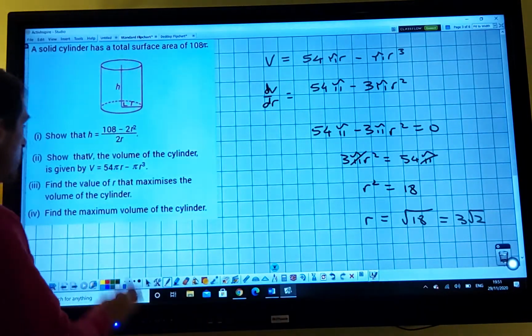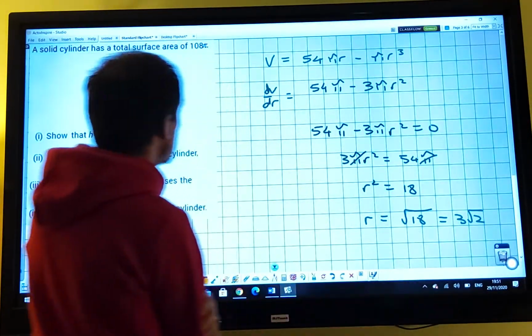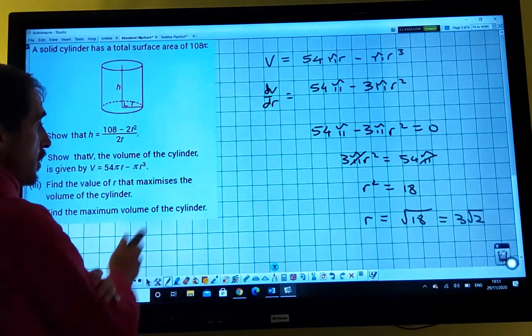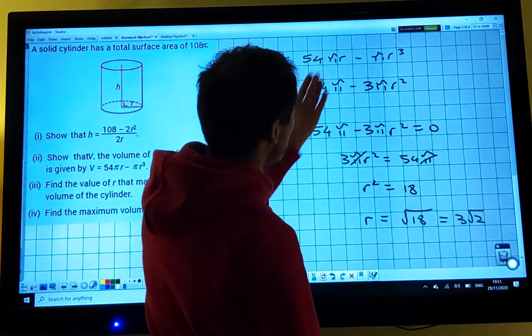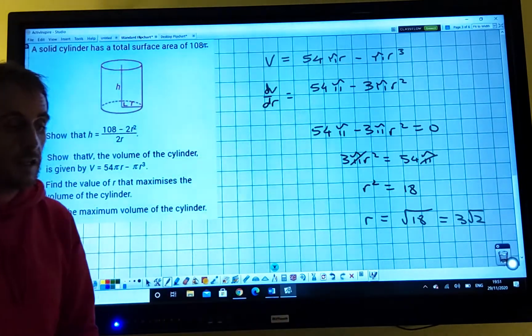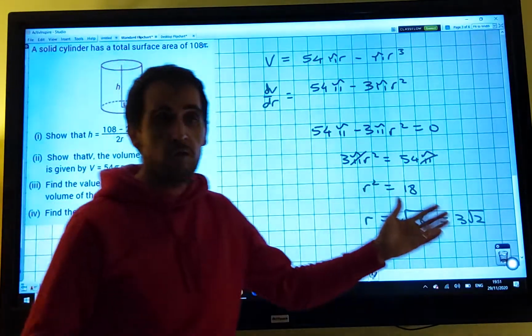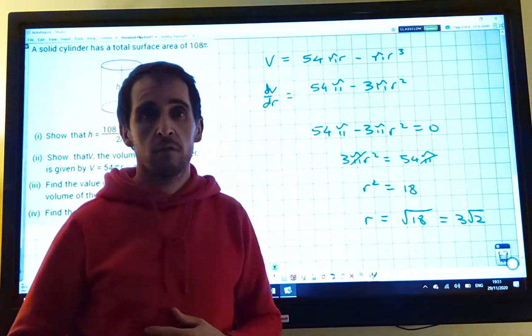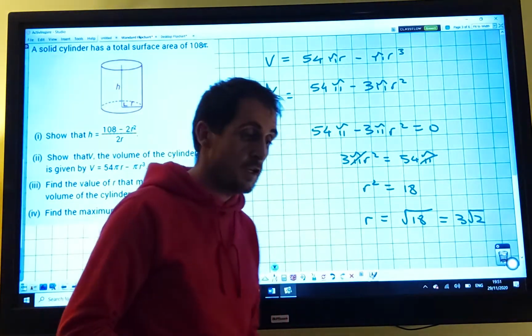Okay, so find the value of r that maximizes the volume of the cylinder. So when the radius is 3 root 2. And then it says find the maximum volume. So what you do is you put 3 root 2 into that formula there, and that allows you to get that answer. And again, in the Leaving Cert, don't worry. If you've shown enough of an aptitude, it's not about working out the question. That's a calculation. Pop that into your calculator. That's all it does there.